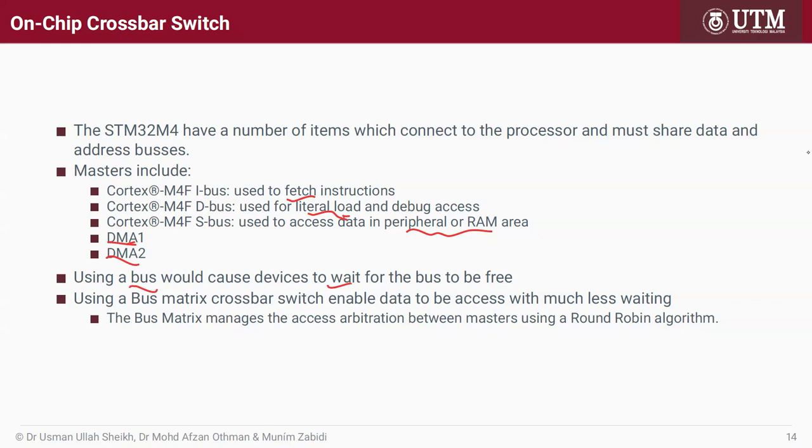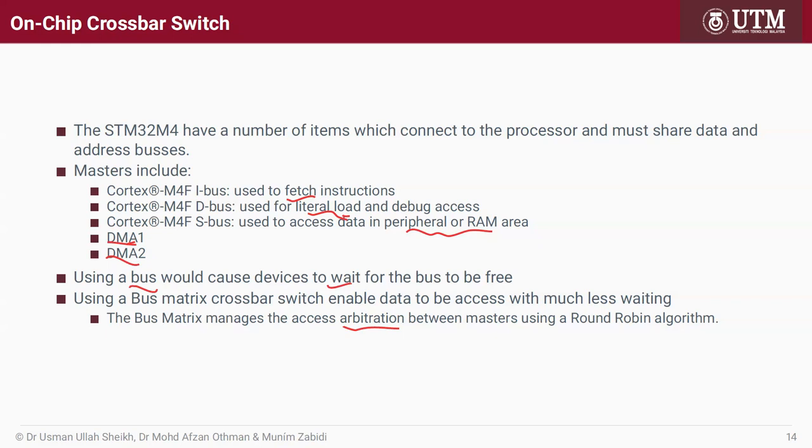So in the STM32, they use a crossbar. If you Google after this, what is a crossbar switch? It's a complex circuit which enables data to be accessed simultaneously, or almost simultaneously, from multiple masters. In this case, they have arbitration. That means it's not truly simultaneous. So let's say 2 masters want to access the data at the same time. There's a way to decide which one has access to the resource.